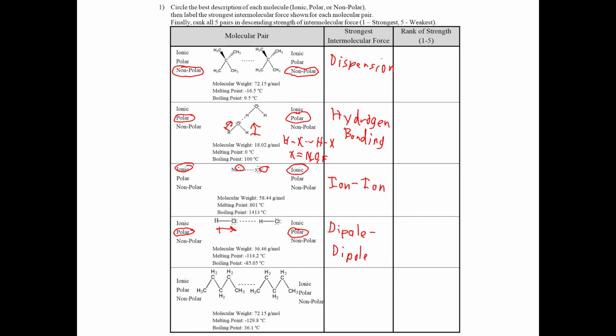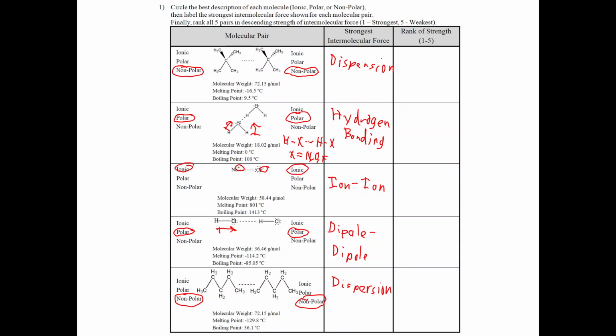And then for this final one, we don't see any charges, so it's not ionic. And all we have are carbons and hydrogens, so it's not going to be polar, so it has to be nonpolar. So both of these are going to be nonpolar. And when we have 2 nonpolar species coming together, dispersion is our strongest intermolecular force between the 2.